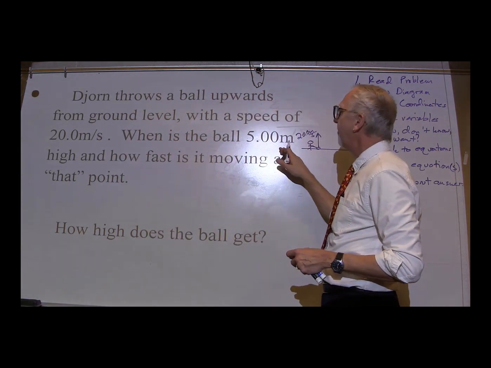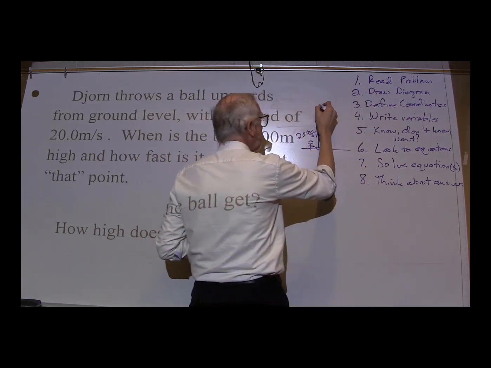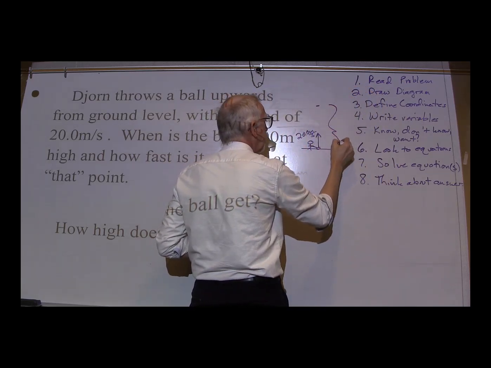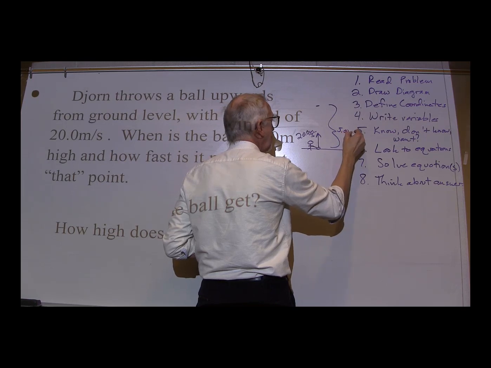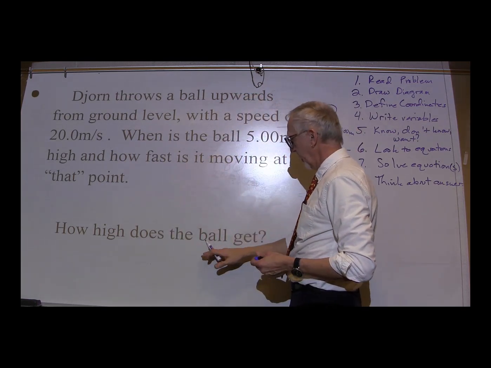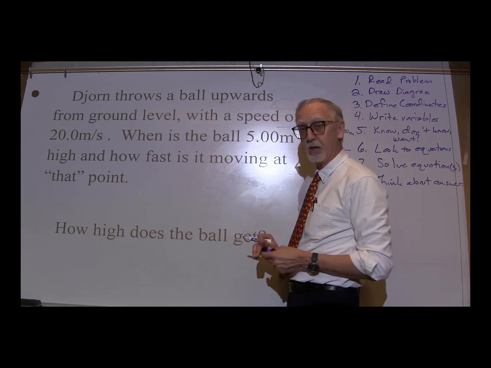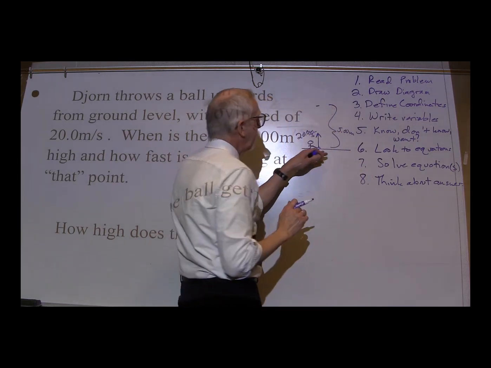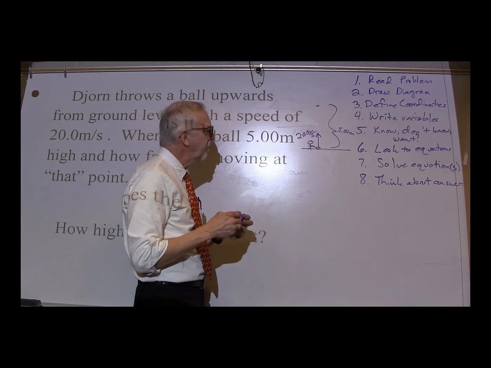When is the ball 5 meters high? So the question is, at some height of 5 meters, how fast is it moving at that point? And then, how high does the ball get? All right, there we go. So there's a drawing of our problem.